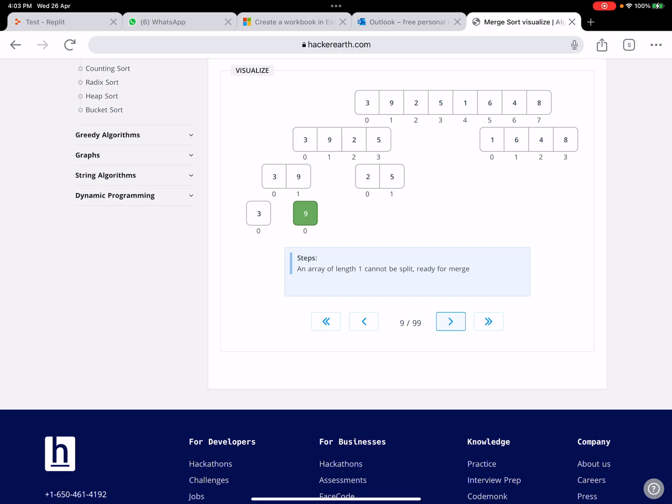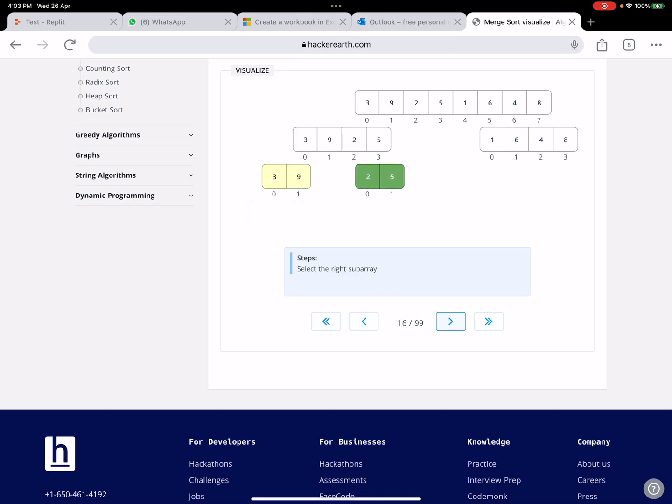Now we come to the merge operation. We need to merge these two solutions. We have a sorted array with the element 3, and a sorted array with the element 9, and we want to merge them. How do we do that? We make two pointers, one on the 3 and one on the 9. We select the smallest, which is 3, and we put it here, and then we select the 9 and put it here. So now we have merged the two sorted arrays into a bigger sorted array of size 2, and this array, 3 and 9, is sorted.